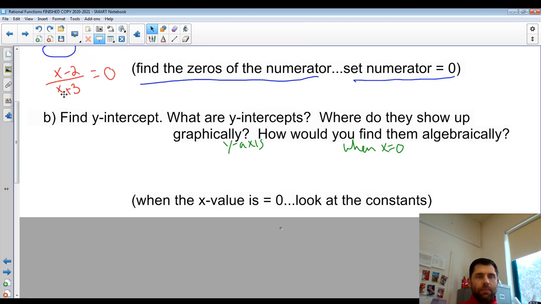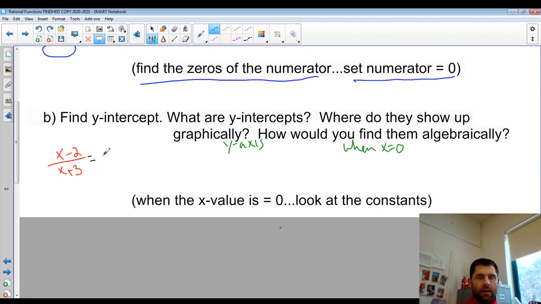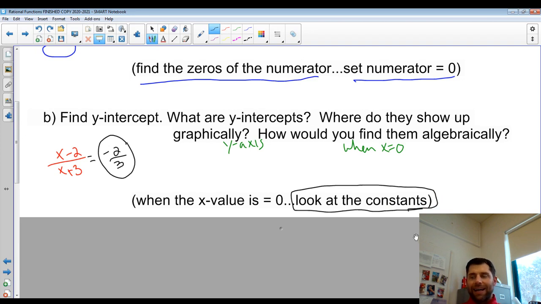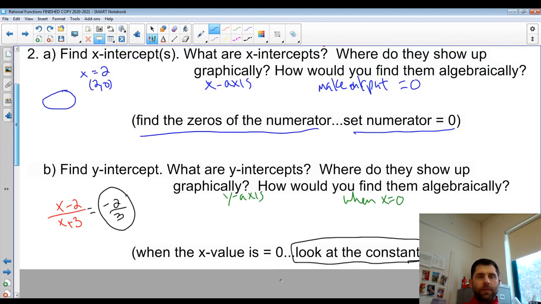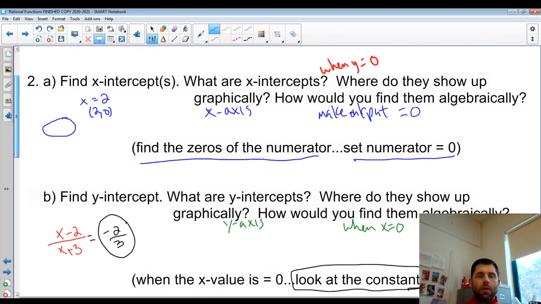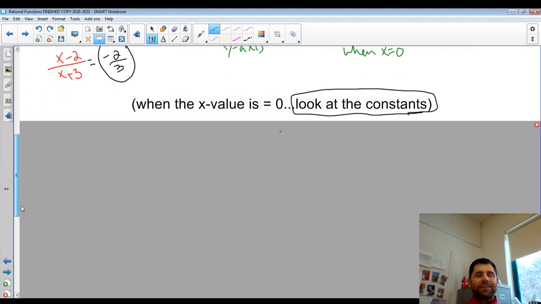If I take this example and bring it back down here, to find the y-intercept of this function, I can just put 0 in for x. So I'm left with negative 2 over 3. That would be my y-intercept of this graph. So it's a nice little shortcut. You could just plug in 0 for all your x's, but all we really have to look at is the constants: the constant in the numerator and the constant in the denominator. That's a nice shortcut to see what the y-intercepts are. So x-intercepts are when y equals 0. Y-intercepts are when x equals 0.